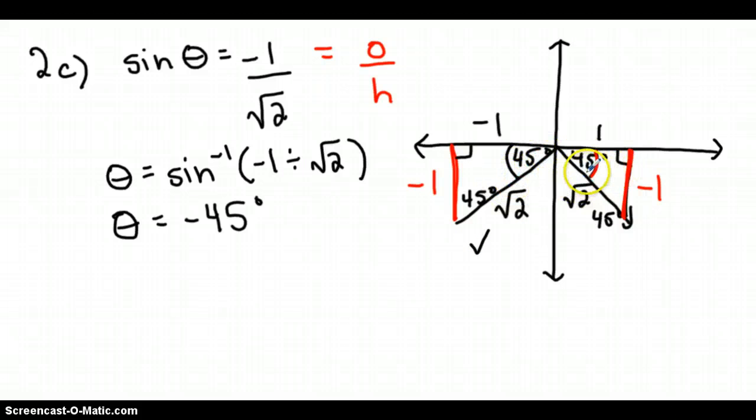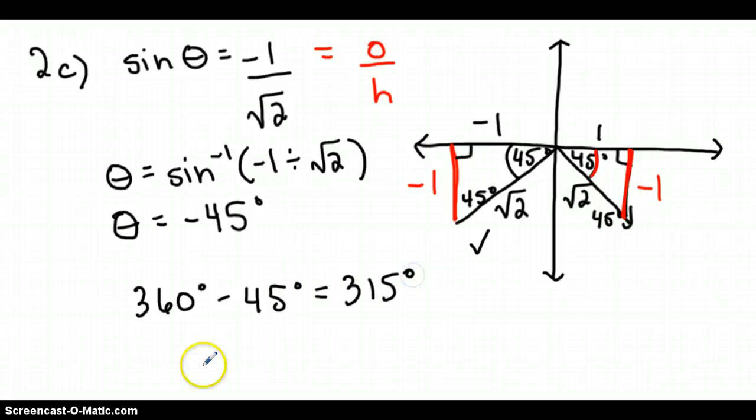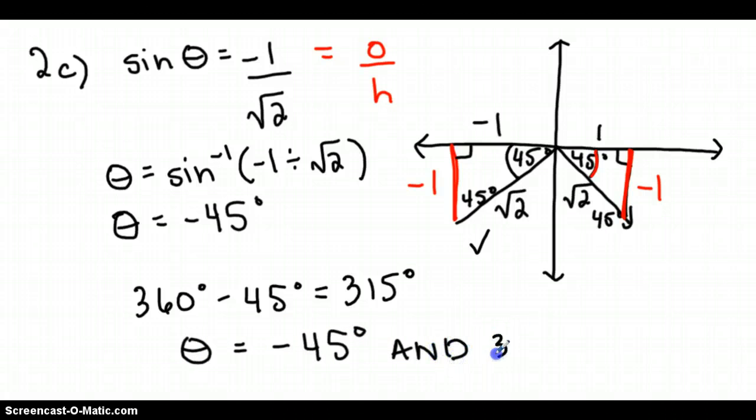When it's a negative angle, you're going to subtract from 360. So you're just going to say 360 minus 45 equals 315 degrees. So we know that theta is equal to negative 45 degrees and 315 degrees. And this is because our unit circle happens to have two negative opposite sides in two different quadrants.